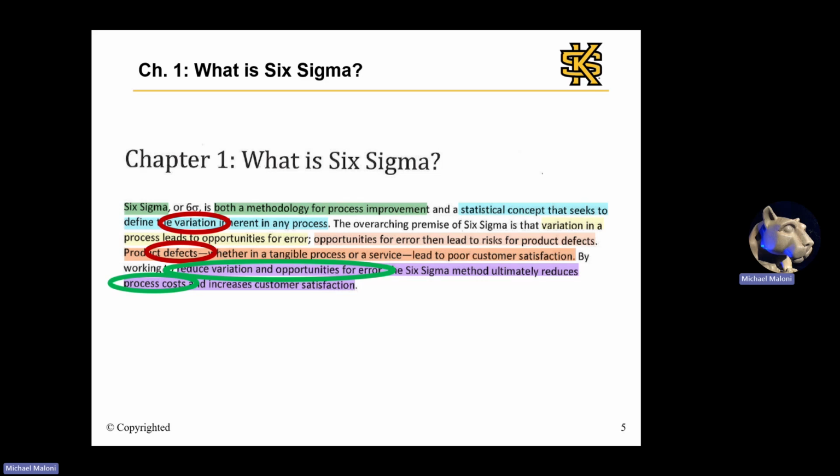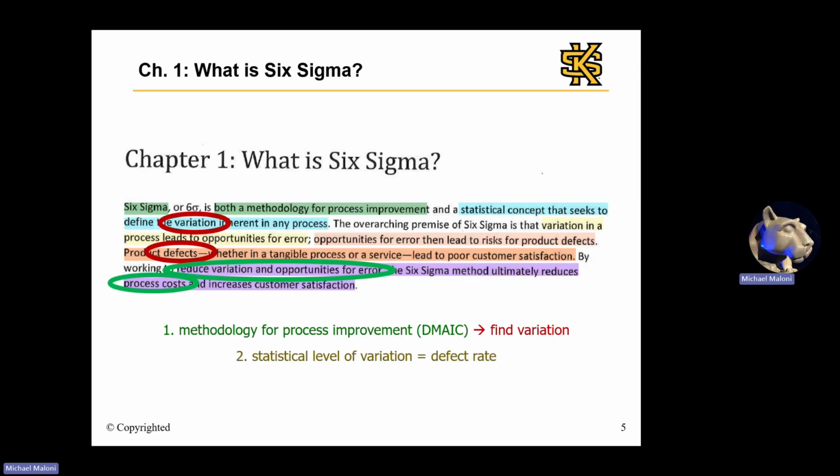With this approach, Six Sigma includes both a methodology for finding variation to improve a process via DMAIC, define, measure, analyze, improve, control. That's our recipe to improve processes. And then number 2, statistical evaluation of the variation of a process. As we'll see, a process that has achieved Six Sigma quality is virtually perfect, meaning mostly defect-free.